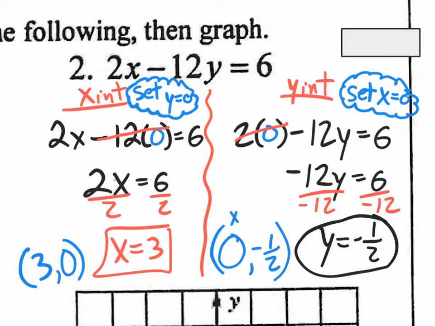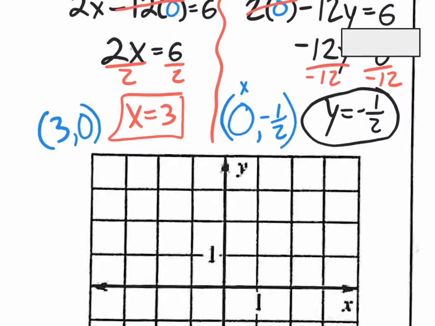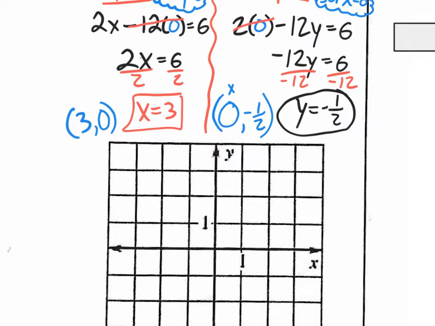Let's go to both of these coordinates and graph them. The coordinate 3, 0 is 3 on the x, 0 on the y. There's the coordinate 3, 0. Let's go to the coordinate 0, negative 1/2. 0 on the x, you stay at the origin, negative halfway down. Right here is where your coordinate will be, the y-intercept at y being negative 1/2. So this is where it crosses the y-axis.